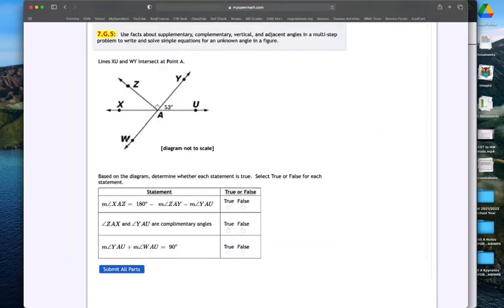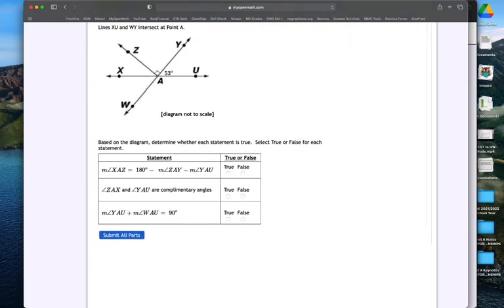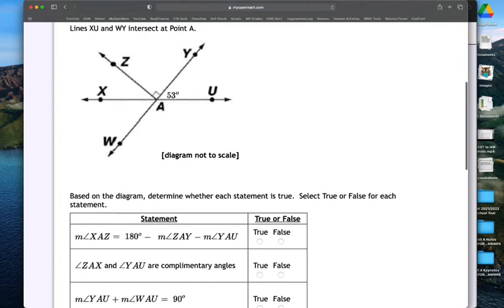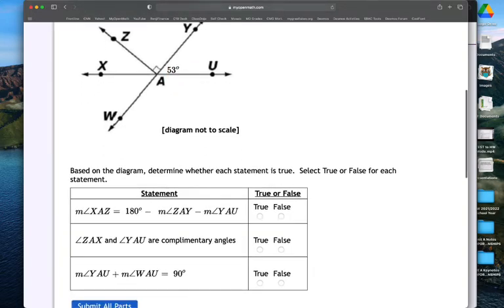In the standard 7.G.5, where we are using facts about supplementary, complementary, vertical, and adjacent angles to solve problems, we may be presented with a problem like this. Here we have a picture of line XU and line WY intersecting at point A, as you can see in that picture. We can also see that this specific angle right here, YAU, is 53 degrees. So now let's take a look at the questions.